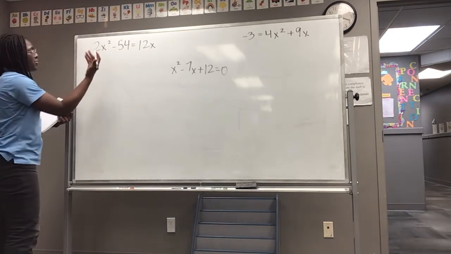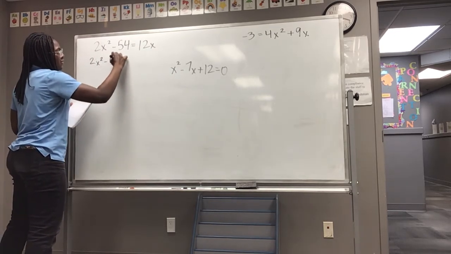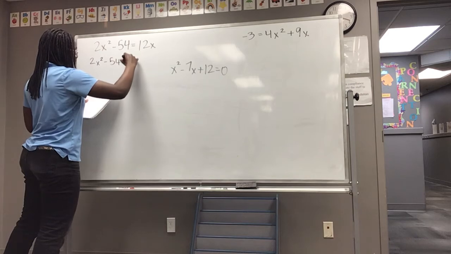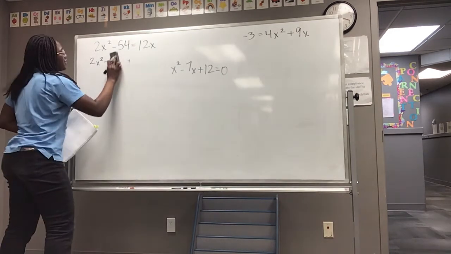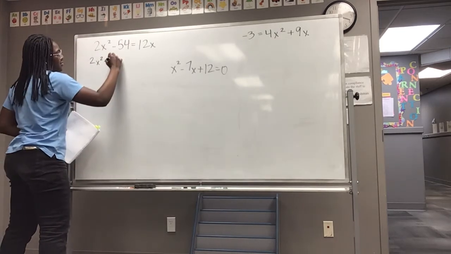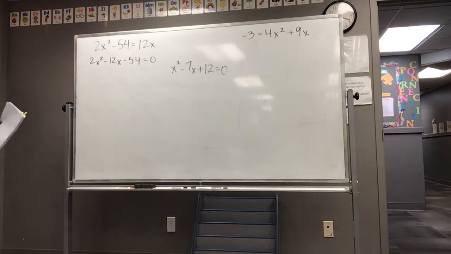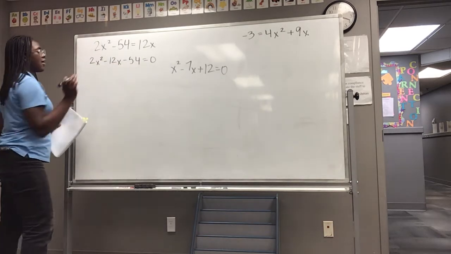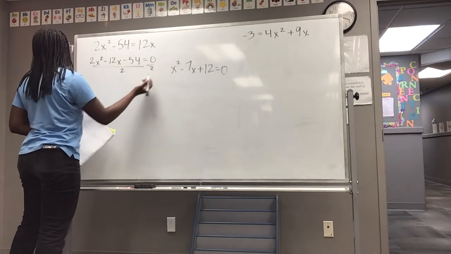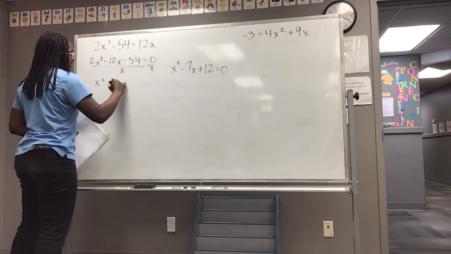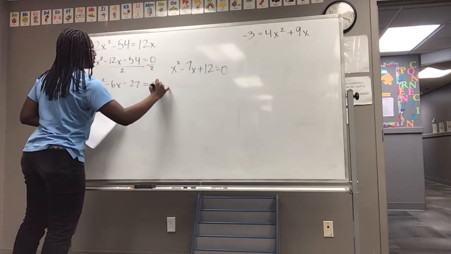So first I'm going to get the 12x over on the side with everything else. So 2x squared, and then the minus 12x minus 54 equal to 0. And then I noticed that these all could be divided by 2, so I'm going to do that, just to make it easier. And so I get x squared minus 6x minus 27 is equal to 0.